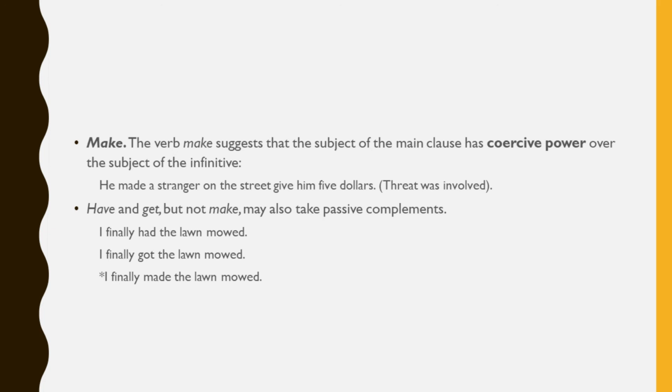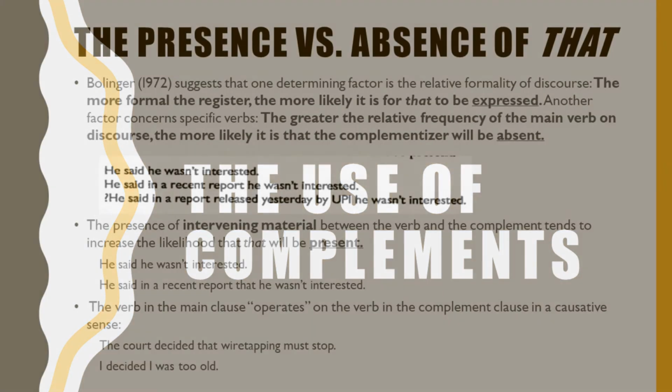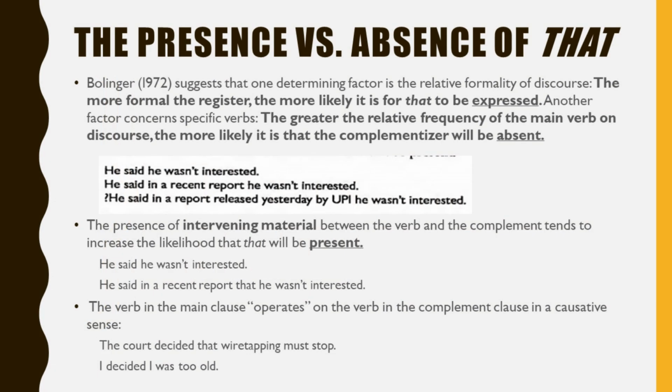For example, I finally got the check cashed. So now, we are already in the use of complements. The first one is the presence versus the absence of that. Bolinger suggests that one determining factor is the relative formality of discourse. The more formal the register, the more likely it is for that to be expressed.